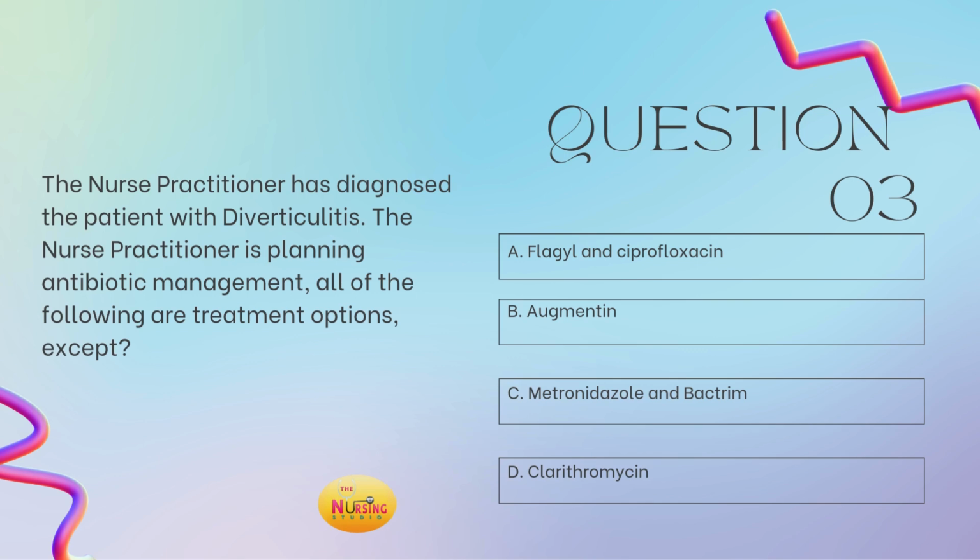All right, and lastly, question number 3. The nurse practitioner has diagnosed the patient with diverticulitis. The nurse practitioner is planning antibiotic management. All of the following are treatment options except. Is it A, Flagyl and ciprofloxacin? Is it B, Augmentin? Is it C, metronidazole and Bactrim? Or is it D, clarithromycin? Take a moment and tell me what you got, you guys. Tell me what you got.